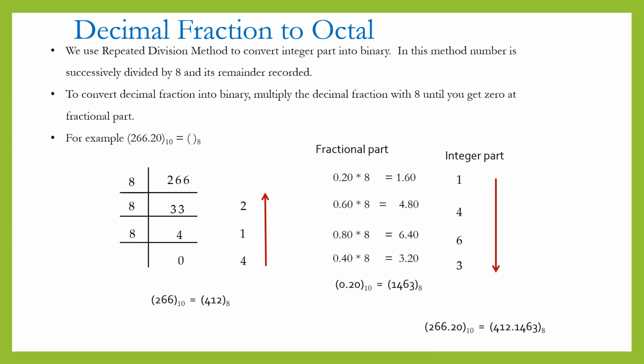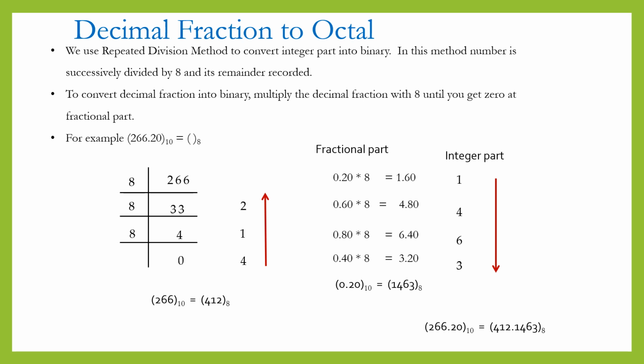Students, here is the next number conversion method, that is decimal fraction to octal. We use the repeated division method to convert the integer part. In this method, the number is successively divided by 8 and its remainder recorded. To convert the decimal fraction, multiply the decimal fraction with 8 until you get 0 at the fractional part. For example, 266.20, this is a decimal fraction value. It must be converted to its octal equivalent value.